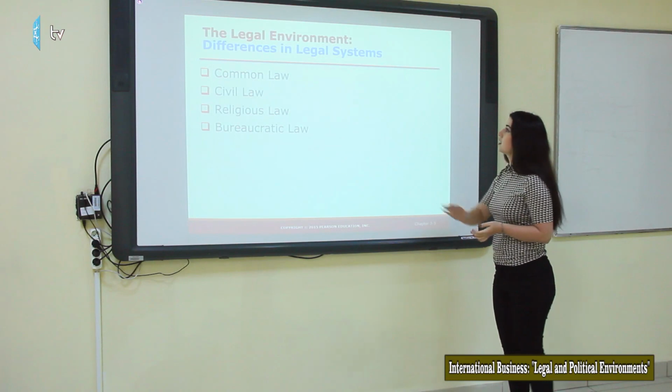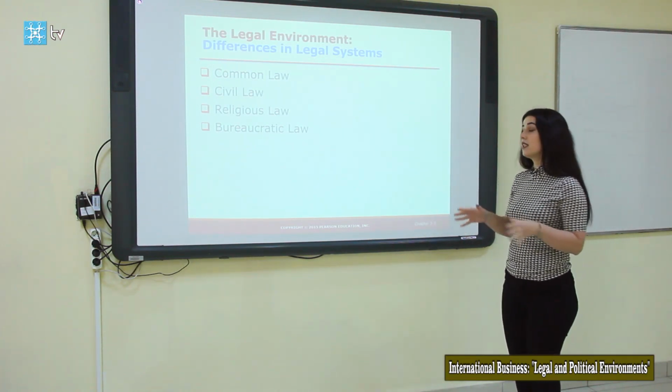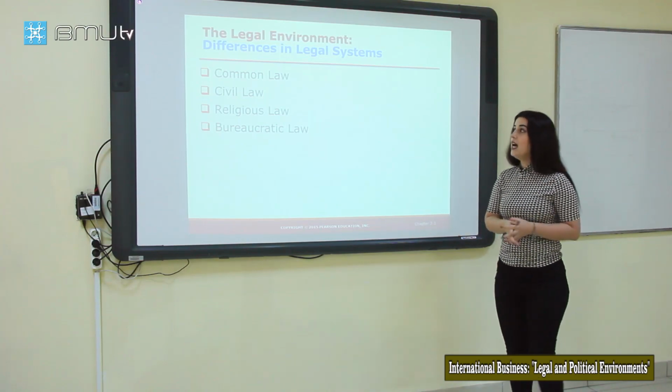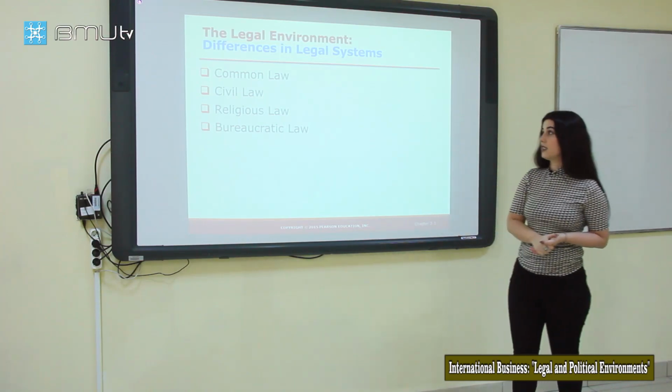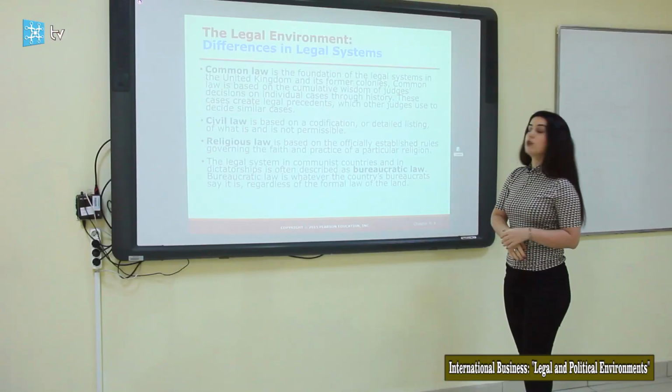Now, first of all, let's learn about the differences in legal systems. There are some differences in legal systems depending on the country, and there are four types of legal system: common law, civil law, religious law, and bureaucratic law. Now let's learn what they mean.